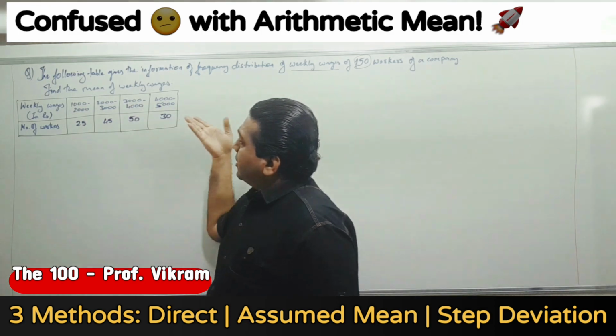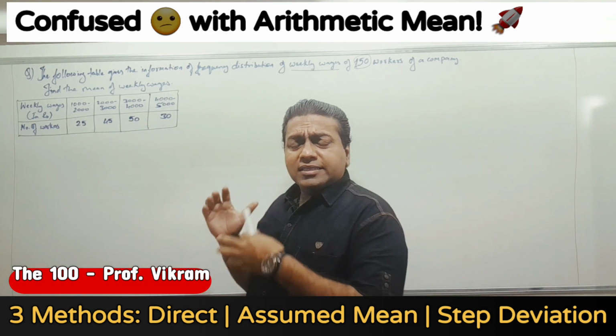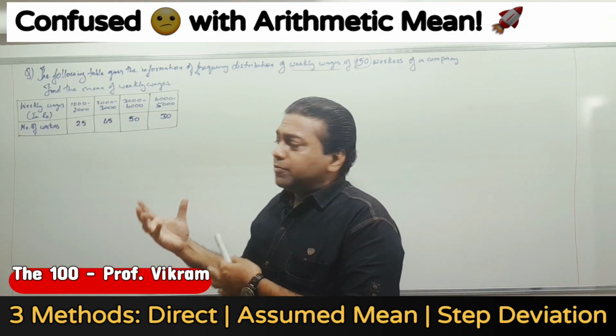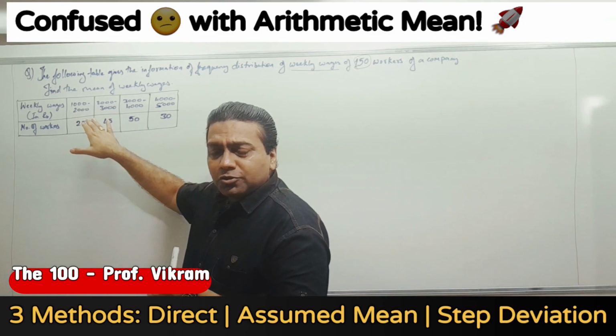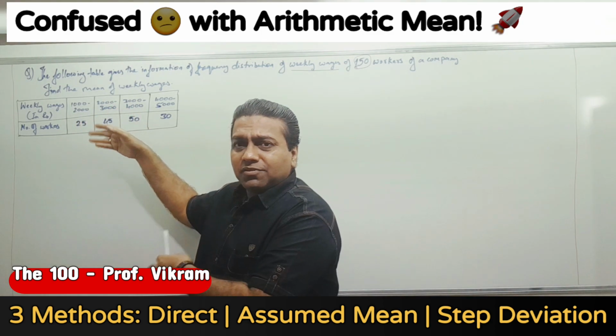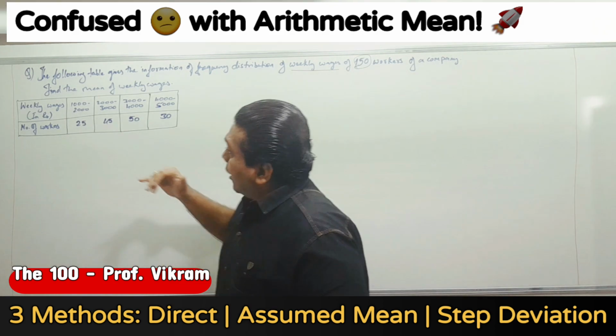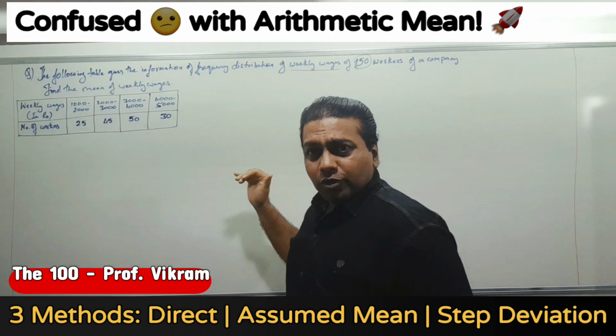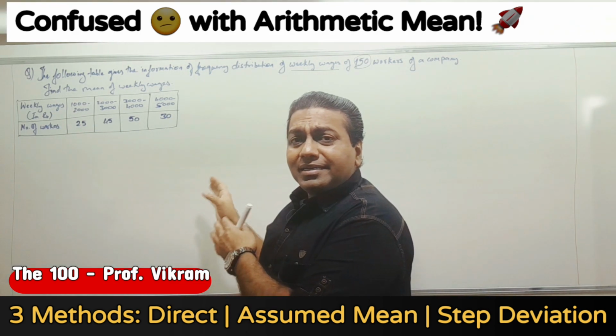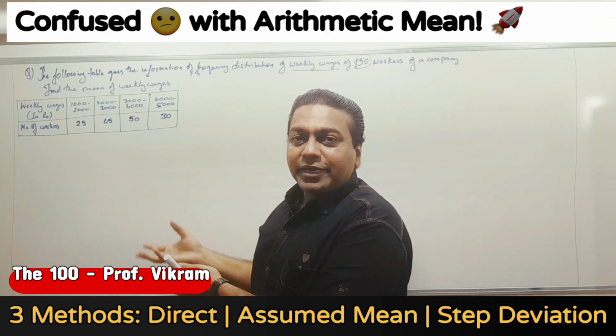This kind of table is called continuous grouped data, because there is continuity: 1,000 to 2,000, then the next column starts from 2,000 to 3,000. Okay, now the number of workers are also given to us. So what does this table tell us? First is what we need to understand.